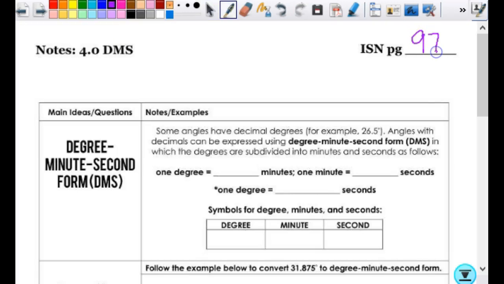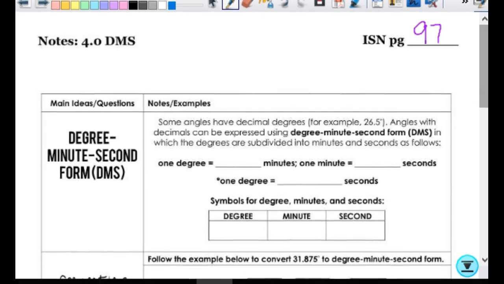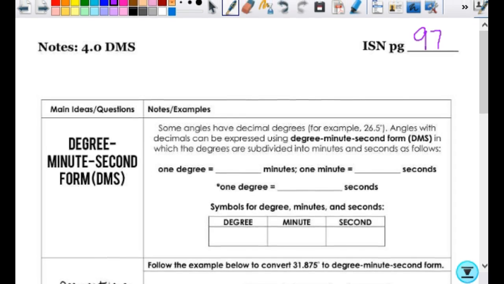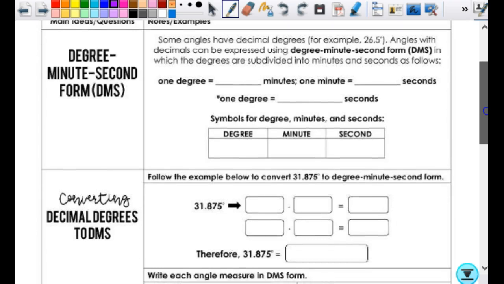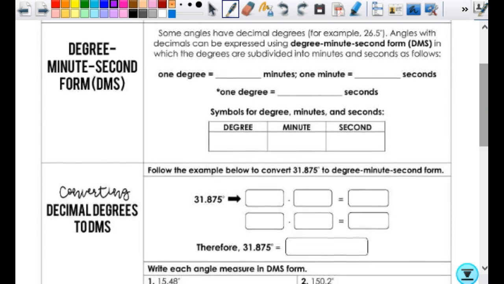97 when we're done. Okay, so DMS is just shorthand for degrees, minutes, seconds. It's just a different way to notate angles in degree mode that are not whole numbers. And it has different applications. Let me fix that real quick. We'll talk about those here in just a minute, but let's see how we do it and what it means, and then we'll talk a little bit about that.